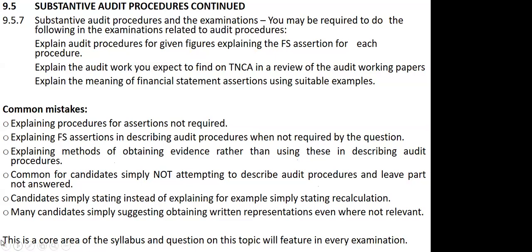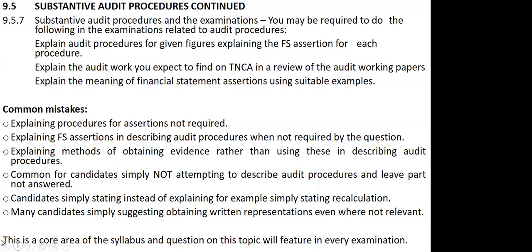Or if the examiner just wants you to explain the audit procedures, then without stating the assertion, even if you state it, there are no marks. So let's just restrict ourselves to the question requirements. Are we together? And another common mistake is where students explain methods of obtaining evidence as if they are audit procedures. You talk of inquiry, you talk of observation, without using those to explain the audit procedures. Those methods should be used to describe the audit work. So explaining the methods of obtaining evidence does not describe the audit procedures that will be required, unless the examiner specifically requires you to explain any 3 methods that auditors use to obtain evidence.